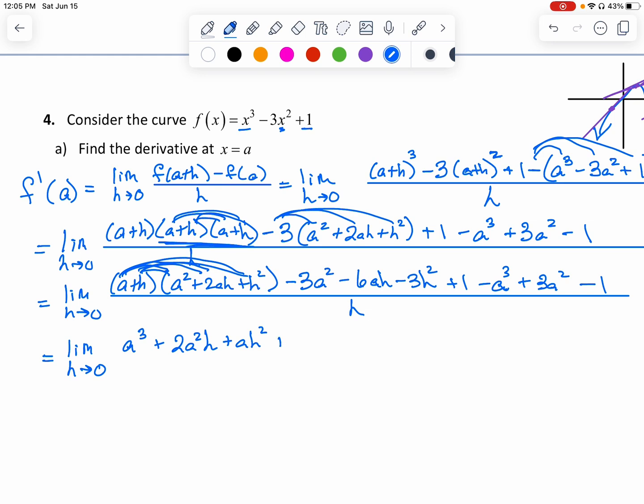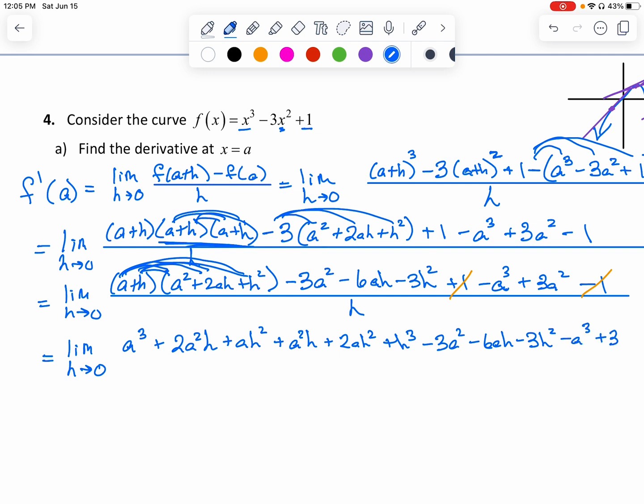And I have a squared h plus 2ah squared plus h cubed. And then the rest of the numerator is already distributed, so I can just write it down. Now, as I go, I can actually sometimes catch some things I can distribute right away, like plus 1 and minus 1. I know those are going to cancel, so I can cancel them now, and I have a little less to write in each step.